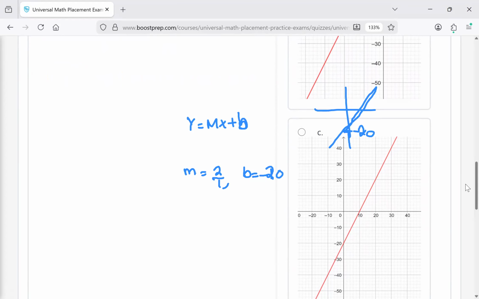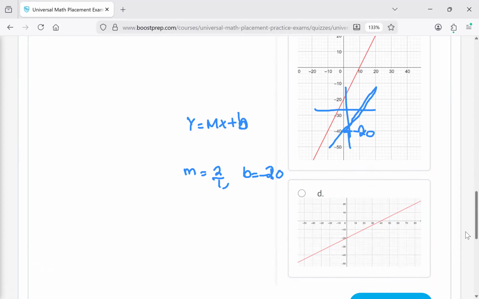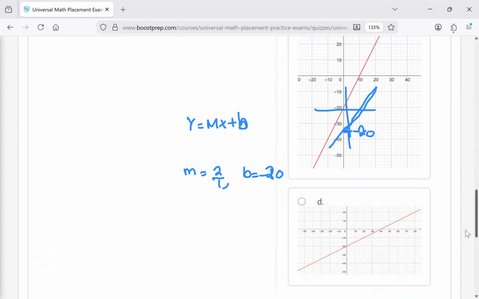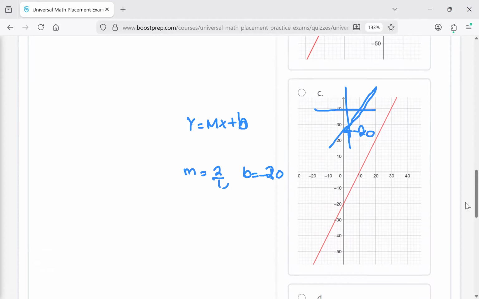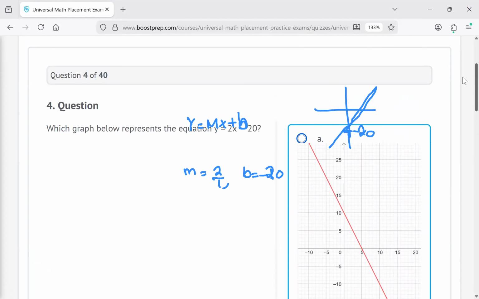Let's double check on D. Okay, D is also positive with a y-intercept of negative 20, so which one is it going to be? Our slope is positive 2, so what we could do is try to figure out if it rises 2 and runs 1, or we can also find another point.